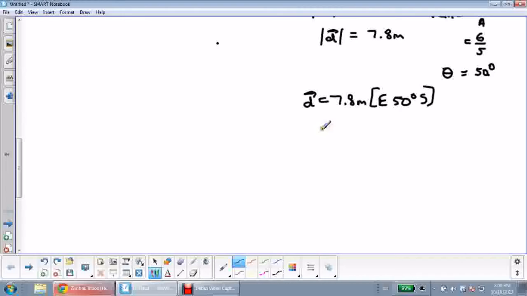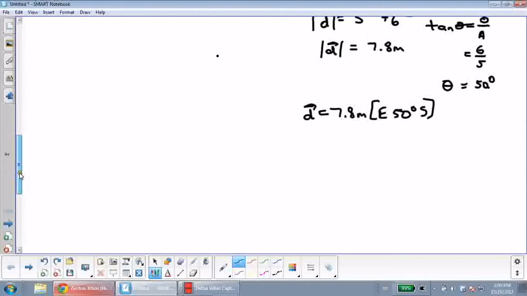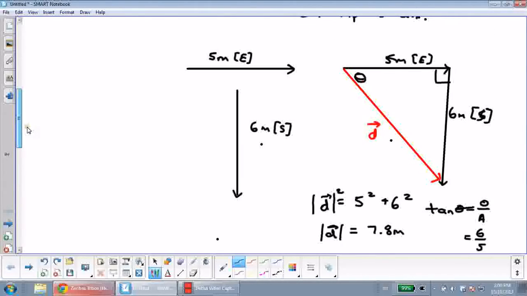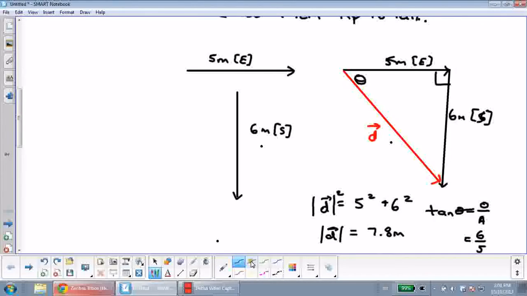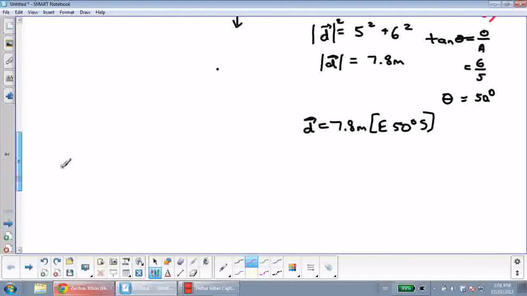Now I'm done. How many marks is this question worth? It's a good question. You would get a couple for doing this. You get a couple for doing the theta, and you get one for putting them all together. This guy is worth 5 marks. Okay.